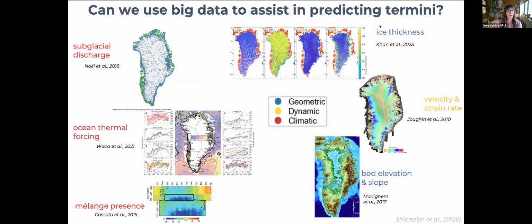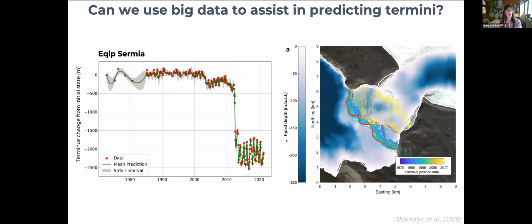So geometric variables are ones related to the geometry, the ice thickness, and slopes of the individual glaciers. The dynamic variables are the velocity and strain rate, which is derived right from the velocity product. And then the climate variables are ones like subglacial discharge, ocean thermal forcing, and melange presence. And then our goal here is to try to predict the kind of behavior that you see here. So this is Eqip Sermia and its retreat.